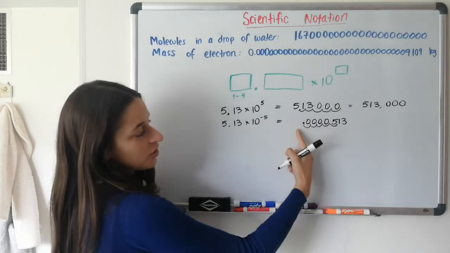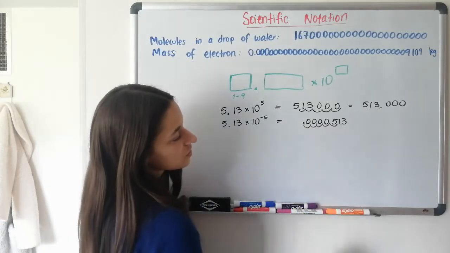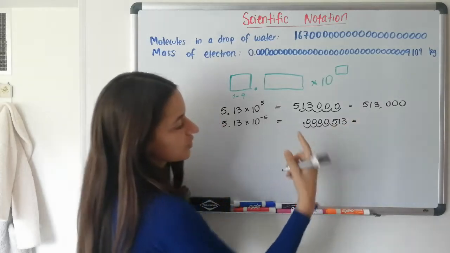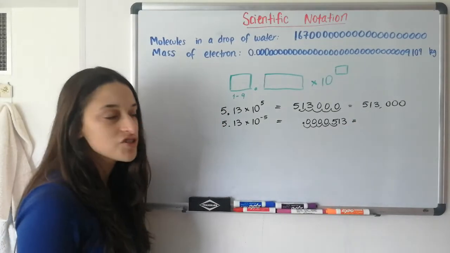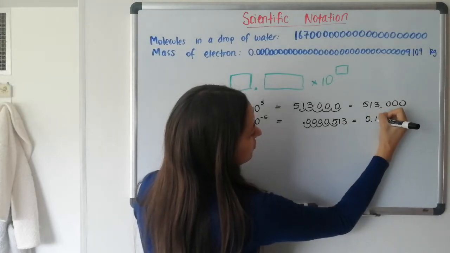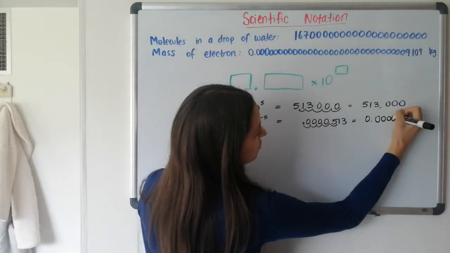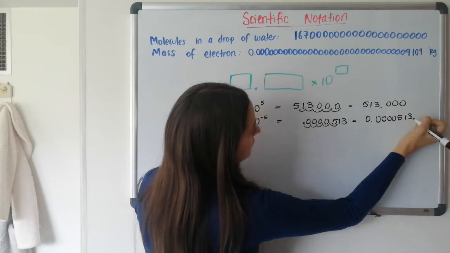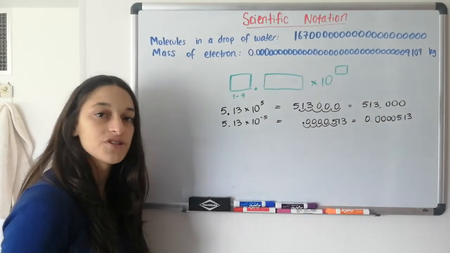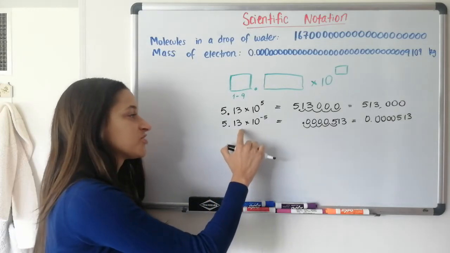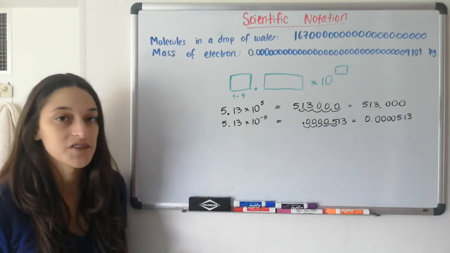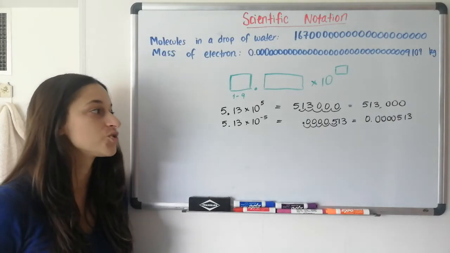So now the number is 0.0000513. Usually when we have a point, we put a 0 on the left just for notation. So we get 0.0000513. So 5.13 times 10 to the 5 was 513,000, but 5.13 times 10 to the negative 5 was 0.0000513. Yeah, so those are the two examples.